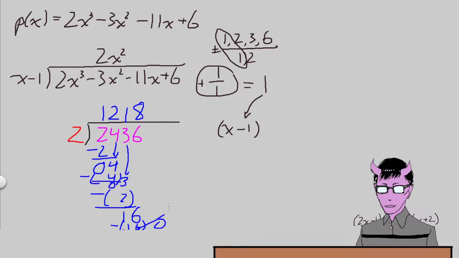What does that 0 mean? It means that we have a remainder of 0. When you have a remainder of 0, that means the number in question is indeed a 0, because it produced a 0. Great naming scheme, right? So because this 2 leads to a remainder of 0, it is therefore, by definition, a factor of 2,436.